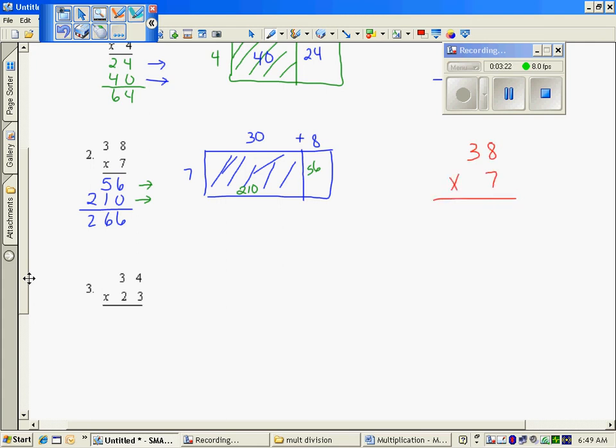The traditional algorithm says take 7 times 8 and get 56. Put the 6 in the ones column, carry the 5 to the tens column. 7 times 3 is really 7 times 30. 7 times 30 is 210. 210 and the 50 I moved over is 260. And with the ones already in position, 266.